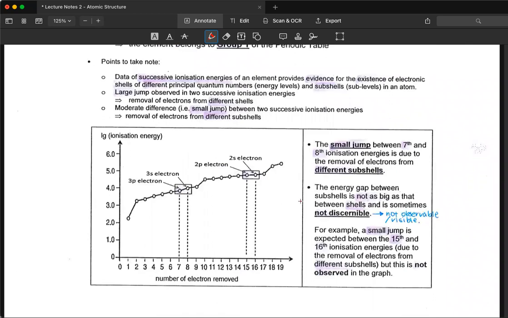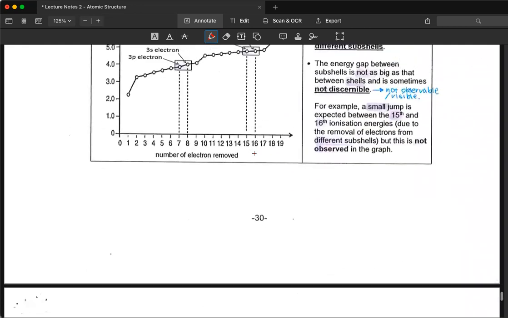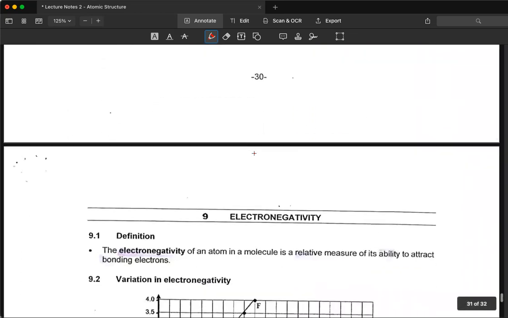The energy gap between subshells is not as big as that between shells. It's sometimes not discernible, meaning not observable. However, a small jump is expected between the 15th and 16th. These two are obviously from different subshells, but it's not observed in the graph. But that doesn't mean they are not of different subshells.